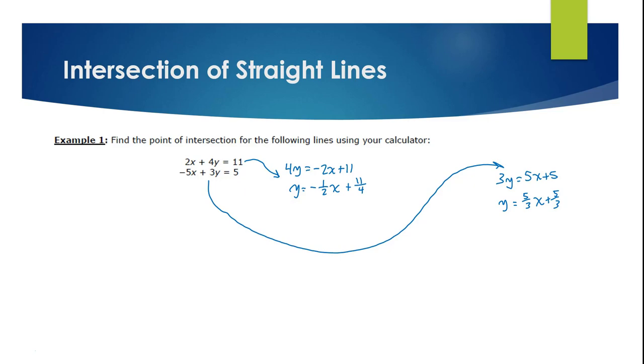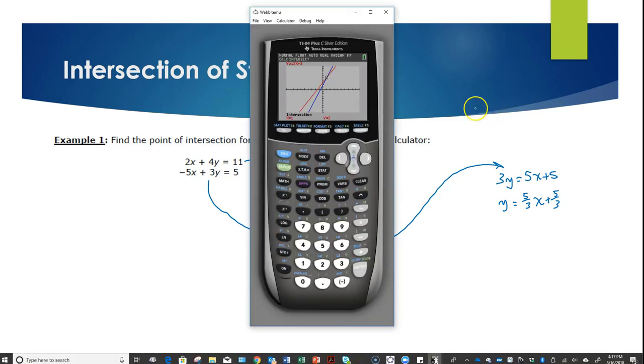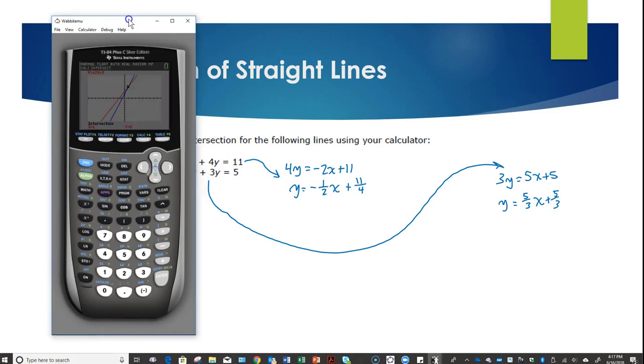So now I'm going to go back to my calculator. Move that aside a little bit. I'm now going to put these in. Clear these. I have negative 1/2 x plus 11/4. I have the second one being 5/3 x plus 5/3.